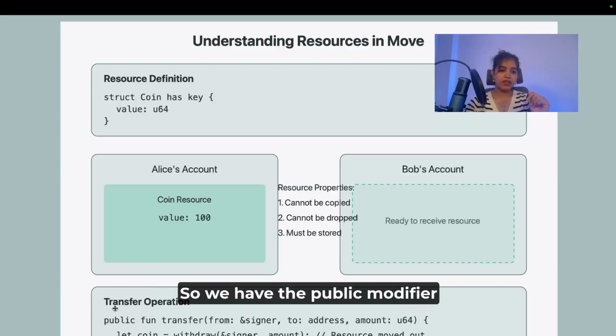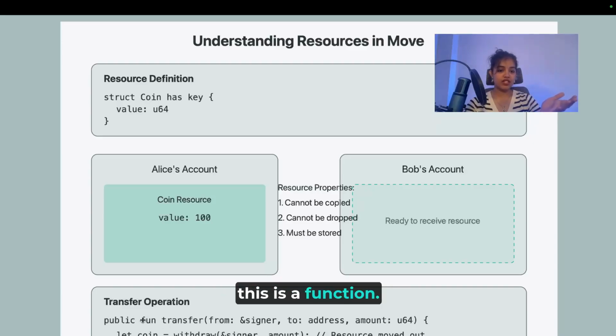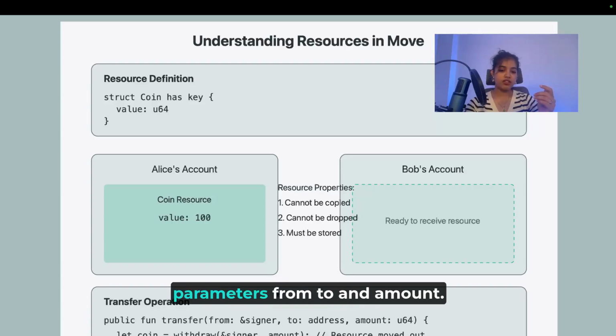So we have the public modifier indicating that it's a public function, fun, which indicates that this is a function, transfer is the name of the function. Here we are defining our parameters from, to, and amount. So this is again Moveland syntax, where you have to write the name of the parameter followed by the data type. The signer is basically similar to sender that you would have seen in Ethereum. To is the address that will be receiving the coins, and the amount is whatever amount of coins needs to be transferred.